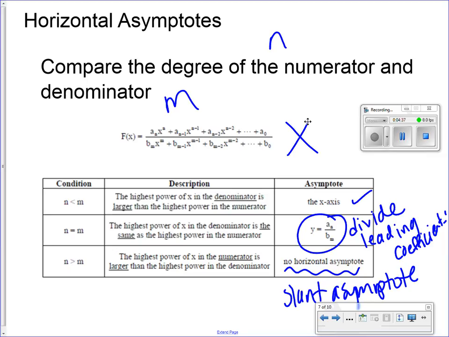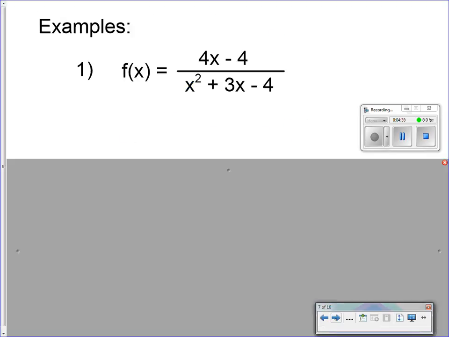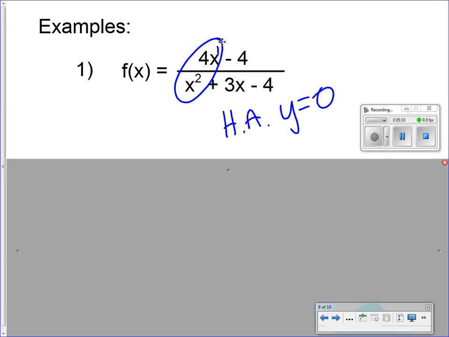So let's look at an example of these. All right, here's an example. Okay, you're going to compare the leading terms. So in the numerator, the leading term is 4x, and the denominator, the leading term is x squared. This degree is 1. It is less than 2. So this is an example where your horizontal asymptote is at 0. It's on the x-axis.